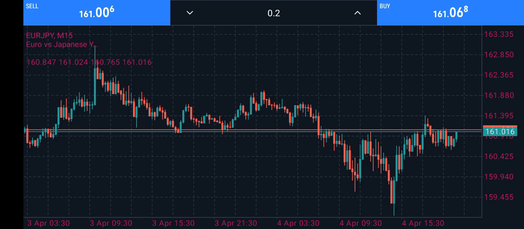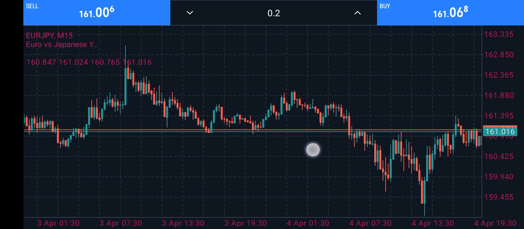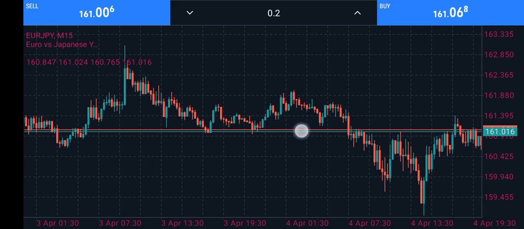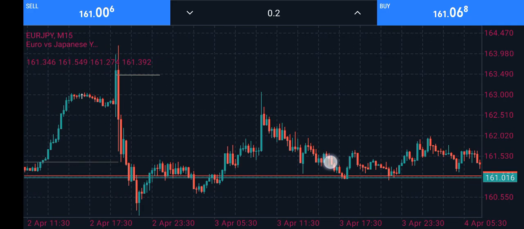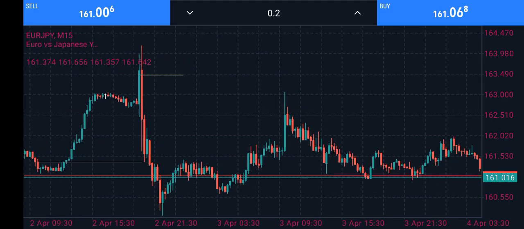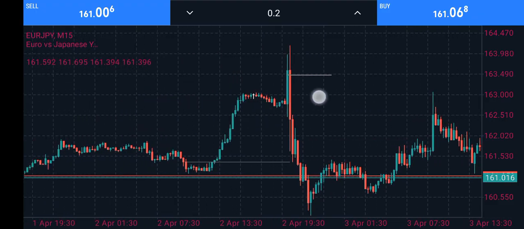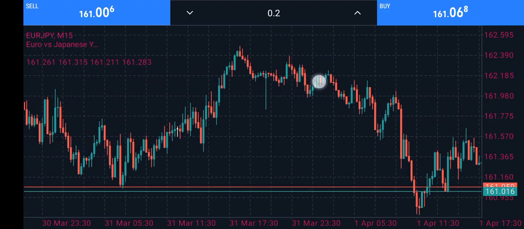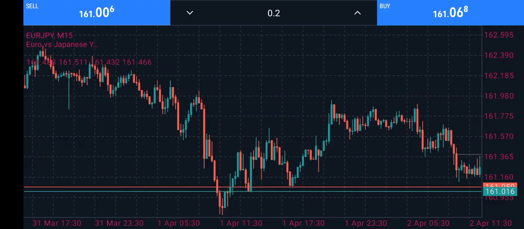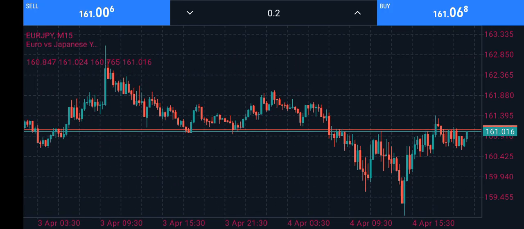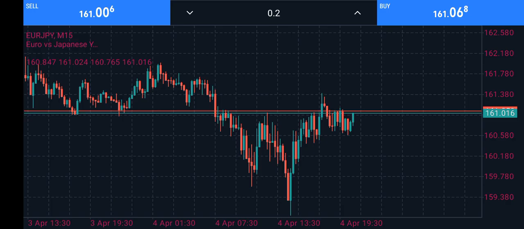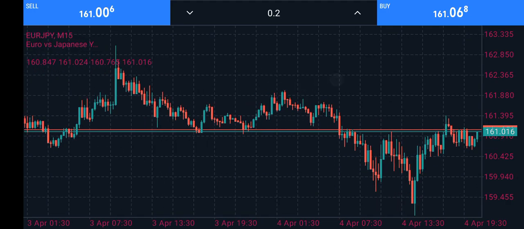Okay, so folks, I will be using one of my best pairs here. This is EURJPY, and this is the 15 minutes time frame. Basically, we've been watching this pair for the past weeks, and my view here is that we are actually seeing a bearish trend, a bearish momentum in the market.